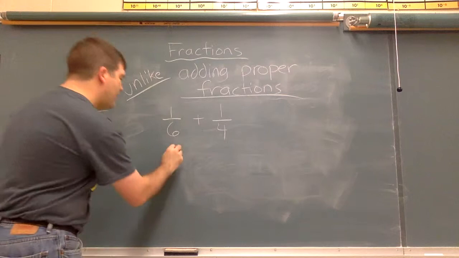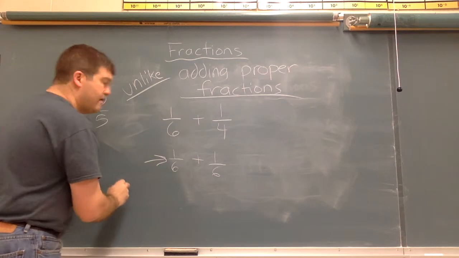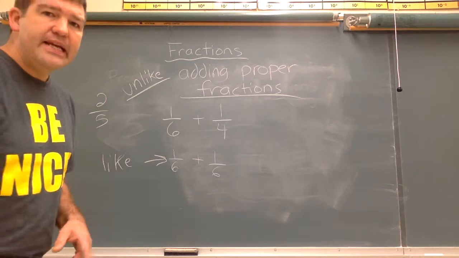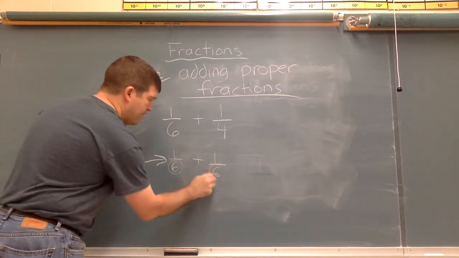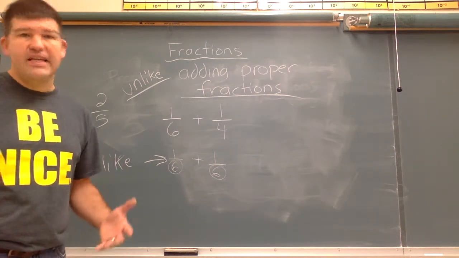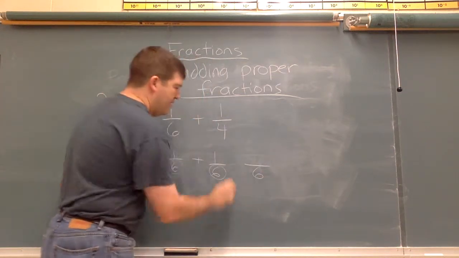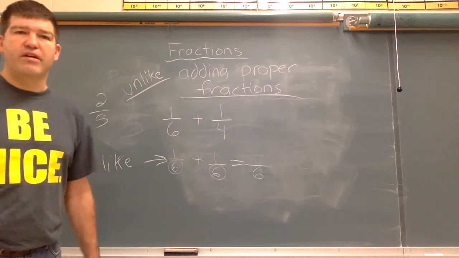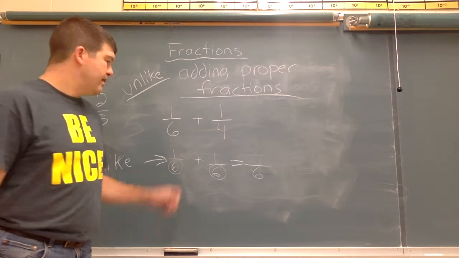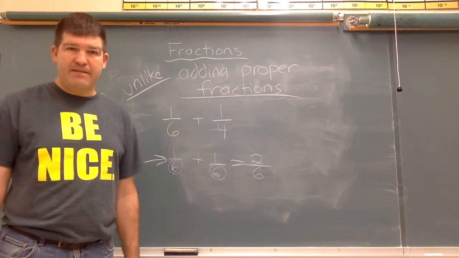If it was 1/6 plus 1/6, these right here are like. What makes them like is that their denominators, 6, are the same. They're like. And once you have something that's like, it's easy to add across because you take the like and it just scoots on over. Okay? And then you take the numerator and you add up your parts. So here's one part and another part, so I have 2 parts. I have 2/6. All right?